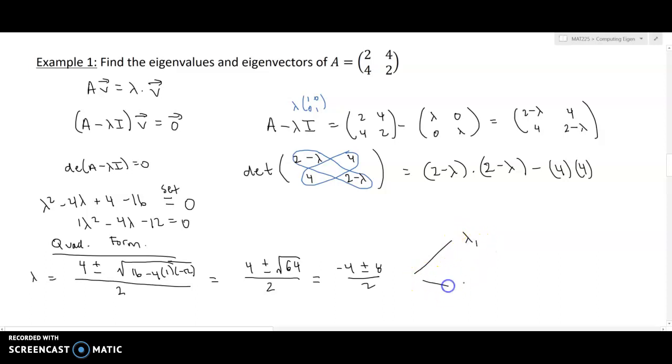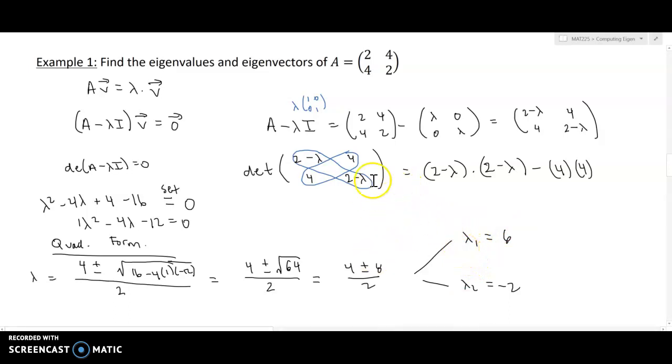Call them lambda 1 and lambda 2. Which one's which doesn't really matter. So positive 4 plus 8 is 12 over 2 is 6. And lambda 2, 4 minus 8 is negative 4 over 2 is negative 2. And you can see that these were the same ones we were given in our previous video series.